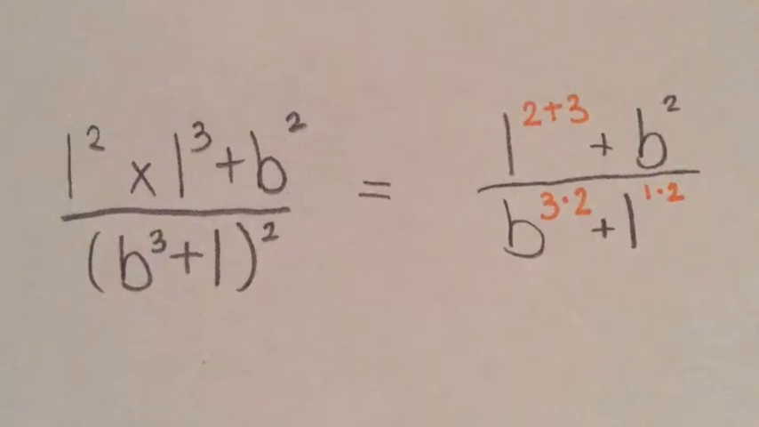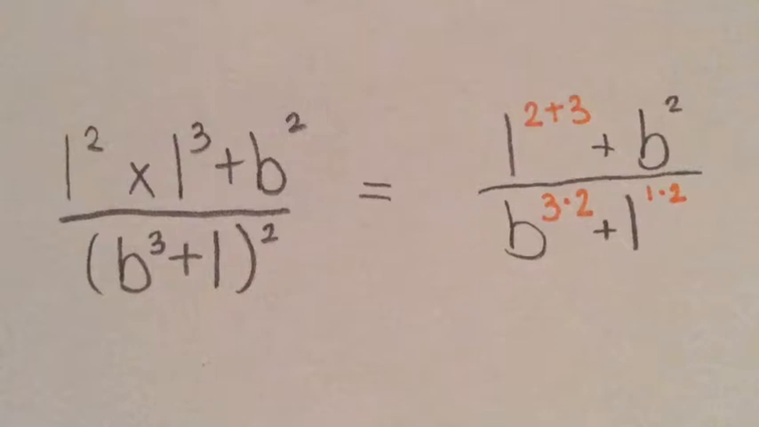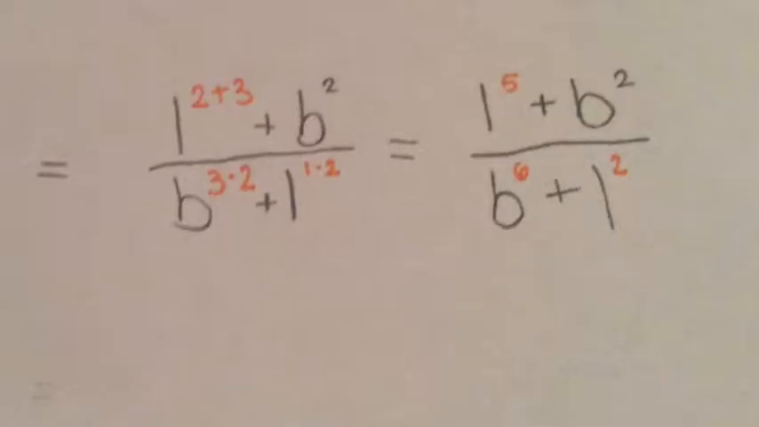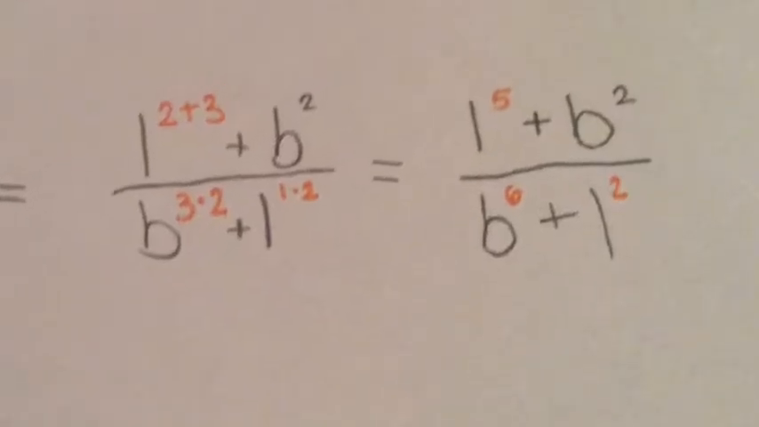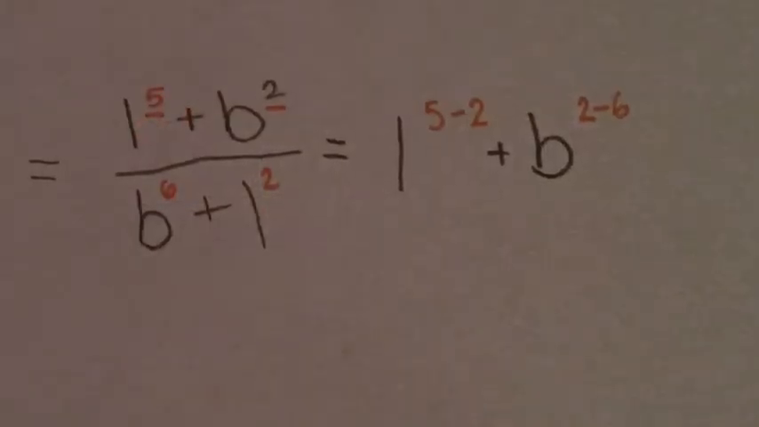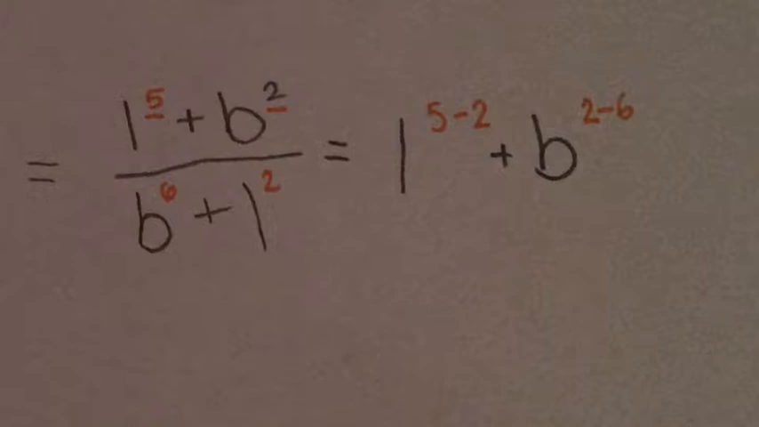Then I took the plus 1 and I multiplied its exponent, which is 1, by 2, which is the exponent on the outside of the bracket. This should be the solution of your first step. Your next step is to follow BEDMAS. Because it's a fraction, that means it's division.